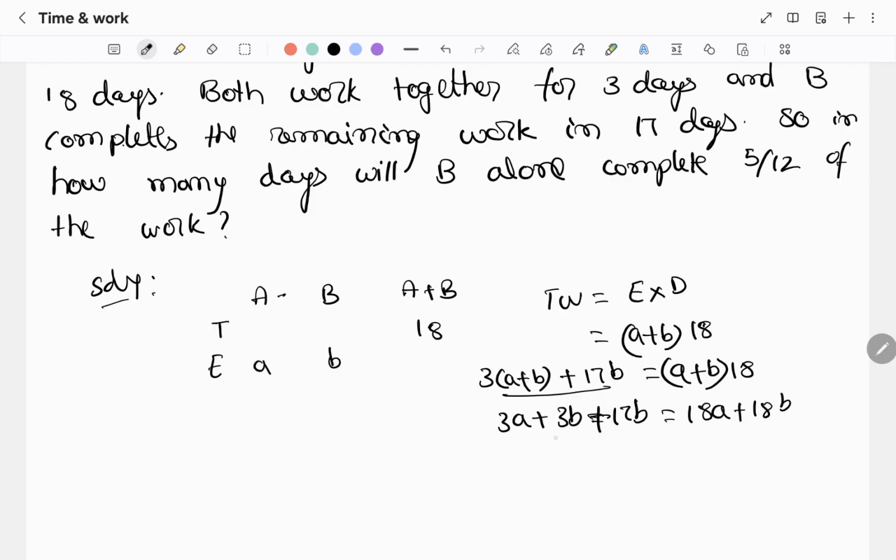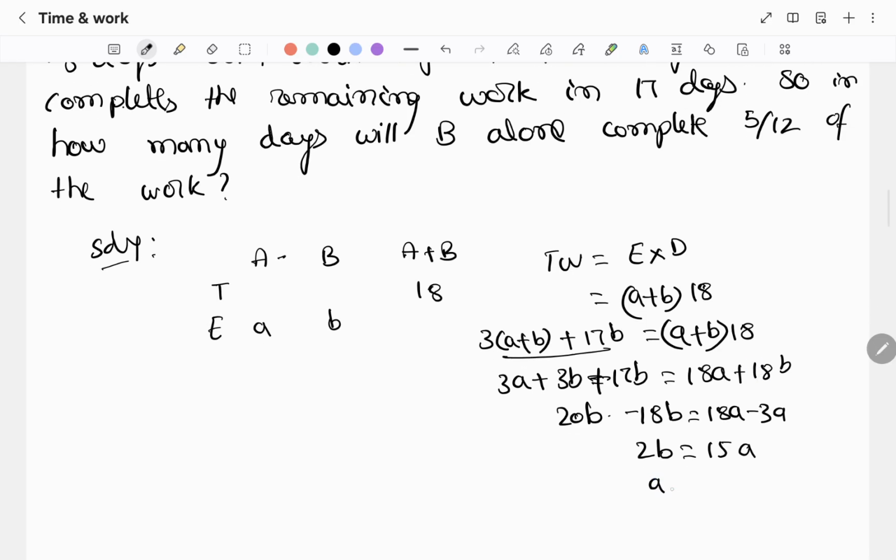Then 20B minus 18B is equal to 18A minus 3A. So we get 2B is equal to 15A, which means the ratio A by B is equal to 2 by 15. So the efficiencies of A and B are 2 and 15. Hope you understood this.